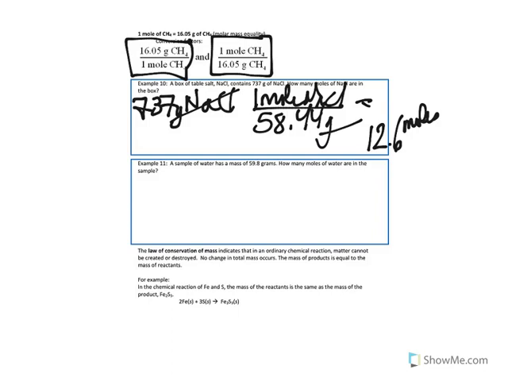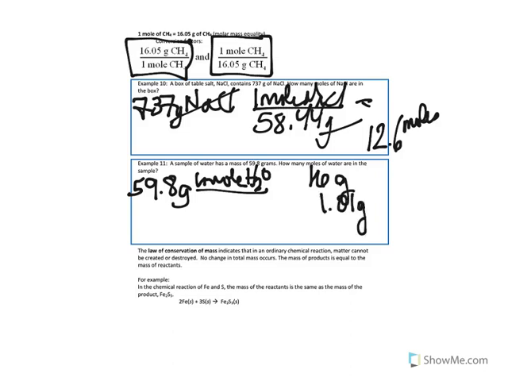All right, example 11. A sample of water has a mass of 59.8 grams. How many moles of water are in the sample? So our starting amount is 59.8 grams. We need to know how many grams are in 1 mole of water. Again, if we look at our trusty periodic table, we will see that oxygen contains approximately 16 grams in 1 mole, and hydrogen 1.01 grams in 1 mole.